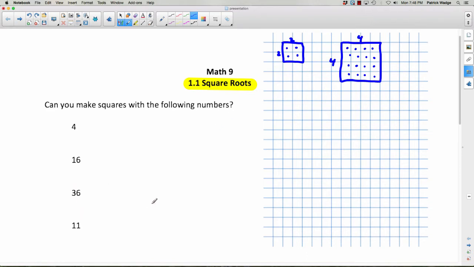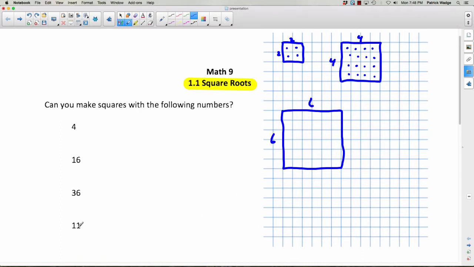Okay, 36. Can we do that one? We can. How big would each side be in this one? It'd be 6 by 6, wouldn't it? 1, 2, 3, 4, 5, 6. Sorry, I don't have straight lines here. 3, 4, 5, 6, and up and across. It's not the greatest, but you get the idea. There are 36 of them in here, and it is 6 by 6.